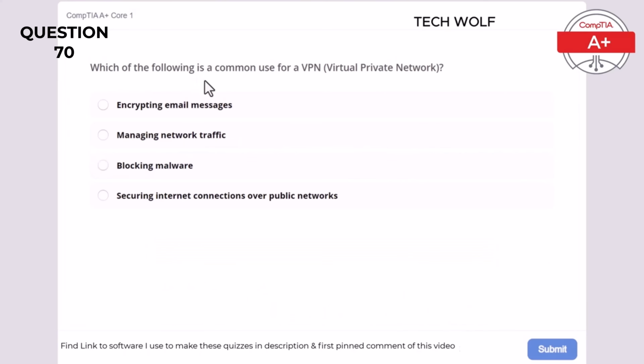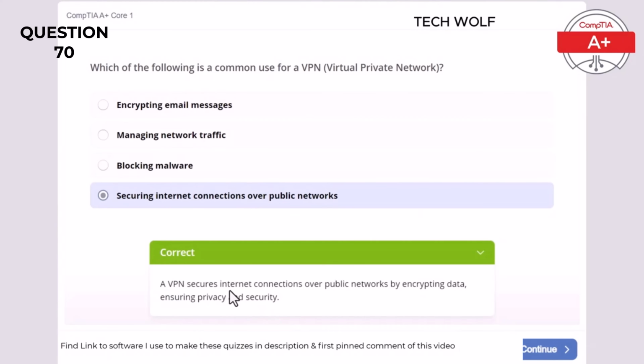Which of the following is a common use for a VPN, virtual private network? Encrypting email messages, managing network traffic, blocking malware, or securing internet connections over public networks. And the correct answer is securing internet connections over public networks, as a VPN secures internet connections over public networks by encrypting data, ensuring privacy and security.